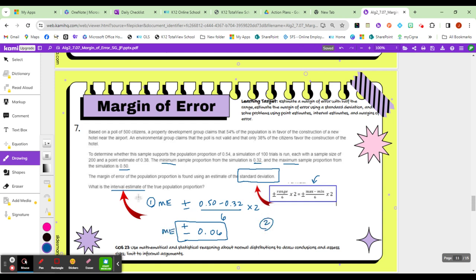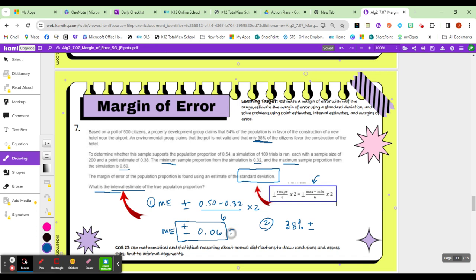Step 2, we're going to answer the question. What is the interval? So in this problem, they gave us what the environmental group is saying. They did a survey to see if the people wanted this hotel, and they said 38%. So to find our interval, we're going to take that 38% and we're going to do plus or minus.